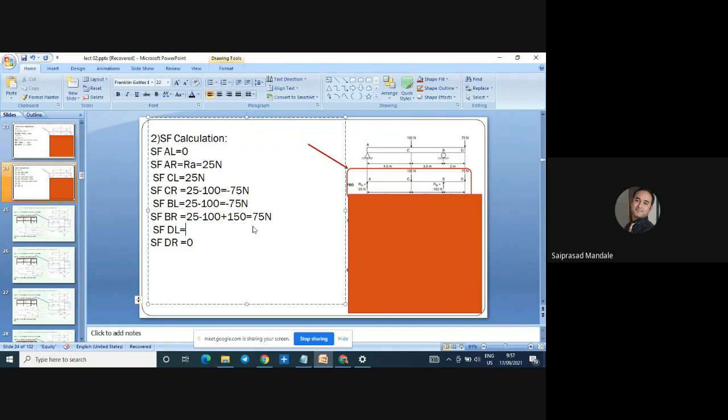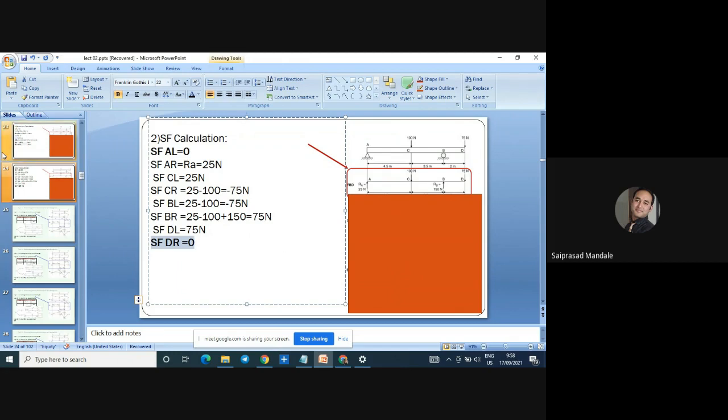Left to the D, it is again 75 and finally right to the D, it is 0. So if the answers are matching, it means whatever calculation you have done is perfectly correct. So thank you, Divya. You have given the perfectly right answer.